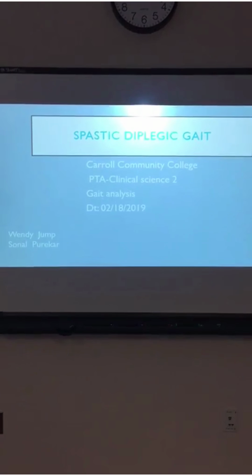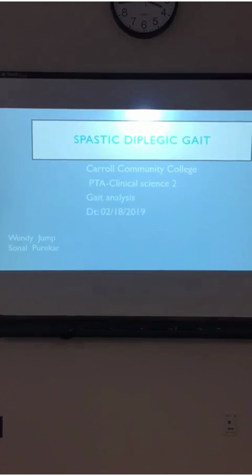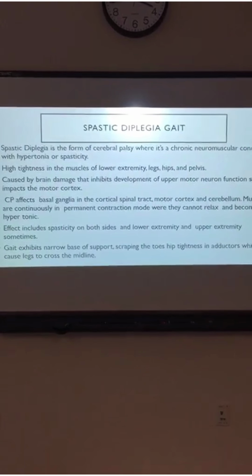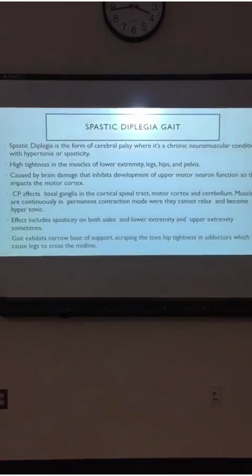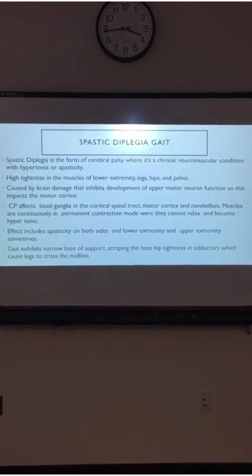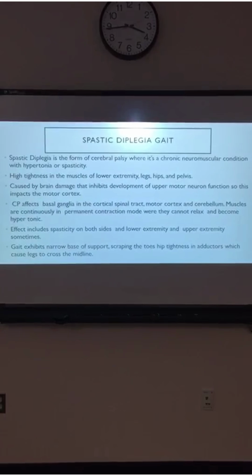Spastic diplegia gait, presented by Wendy and Sonal. Spastic diplegia is a form of cerebral palsy. It's a chronic neuromuscular condition with hypertonia, or spasticity.